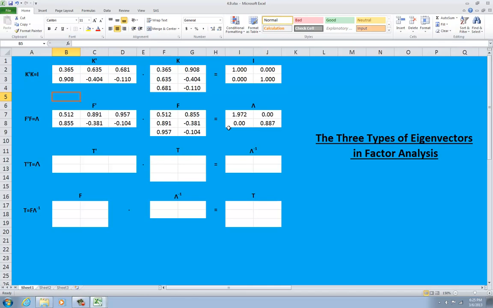Now, the third form of the eigenvectors used in factor analysis is this transformation matrix T. The matrix T consists of eigenvectors normalized to the reciprocals of their eigenvalues. When the product matrix is created by pre-multiplying T by its transpose, as shown in this equation, the resultant matrix is a diagonal matrix of reciprocals of eigenvalues. So essentially this will just be equal to 1 over 1.972 and 1 over 0.887. I'm just going to do that out here so we can show you. Let's have this equal to 1 over 1.972, and we get 0.507, and this one be equal to 1 over 0.887.